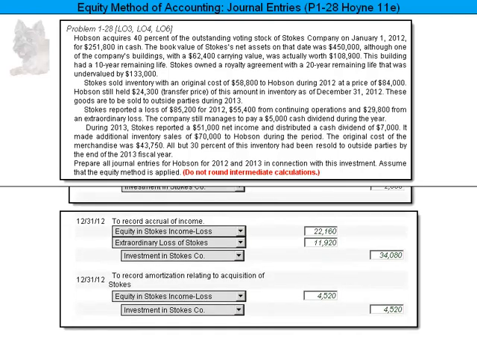Okay, so now you see the next two entries which we make, and now it's the end of 2012, and we need to record the accrual of the income. So we've got to reduce the equity in Stokes. That's the $22,160. That's the amount of the loss.